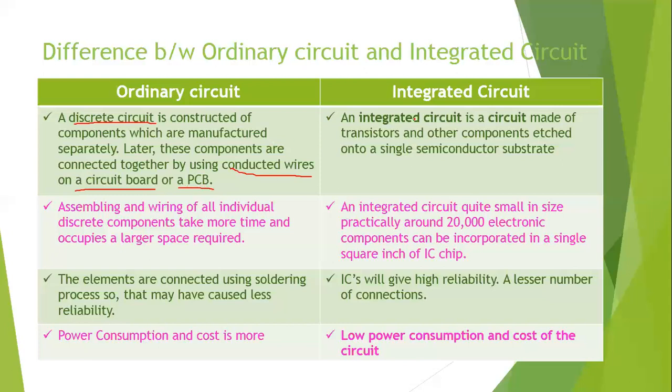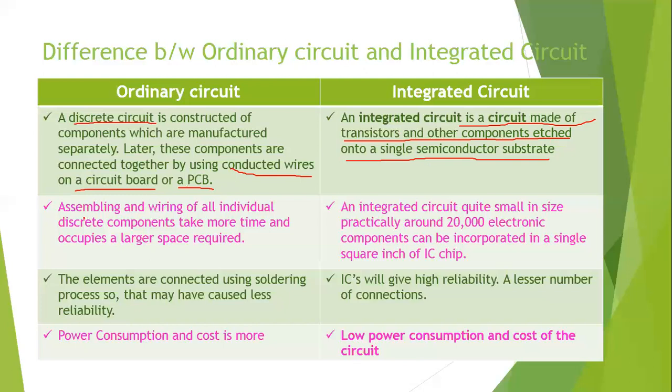Whereas an integrated circuit is a circuit made of transistors and other components that are etched onto a single semiconductor substrate. So these are all connected on a single semiconductor substrate. Generally we will be using silicon.